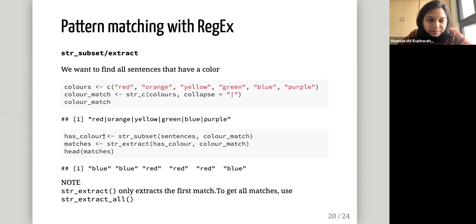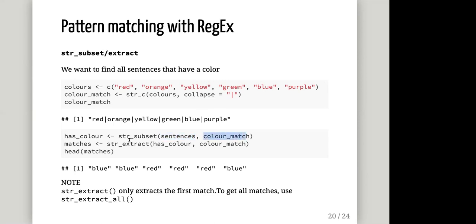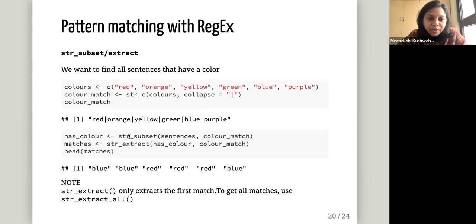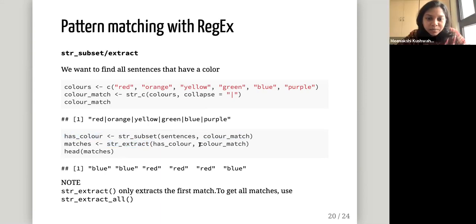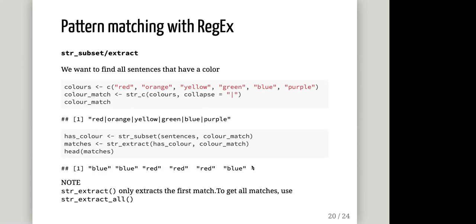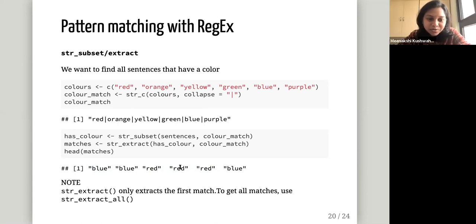Then we create another object using str_subset. That subsets all the sentences that have any of these color_match. And then to extract them, we just use str_extract on all the sentences from has_color, which have the color match. And this is the final output: these are the colors from the sentences that were extracted.